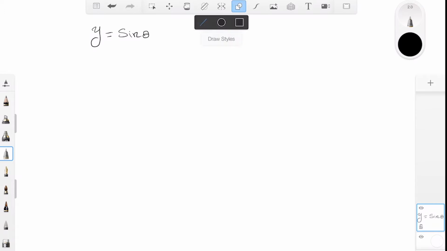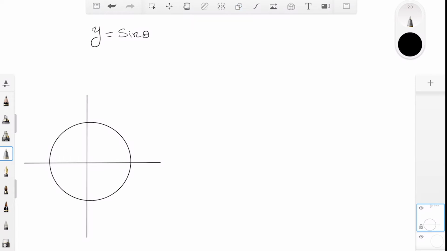So let's start with the unit circle. We learned that the x-axis represents cosine and the y-axis represents sine. This direction is positive, this is negative, from 0, pi half, pi, 3 pi half, and 2 pi. So we're going to graph sine of theta. Let me make x and y axes here as well.